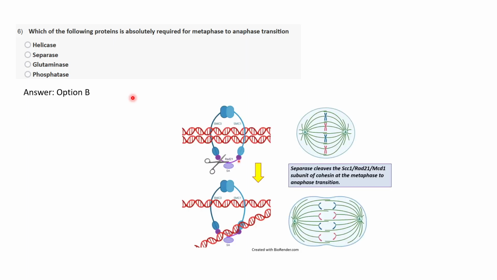Option B is correct. Separase generally helps in the cleavage of the cohesin complex, okay, Rad21, and that leads to the separation of the chromosomes during the metaphase to anaphase transition. So separase is the correct option.